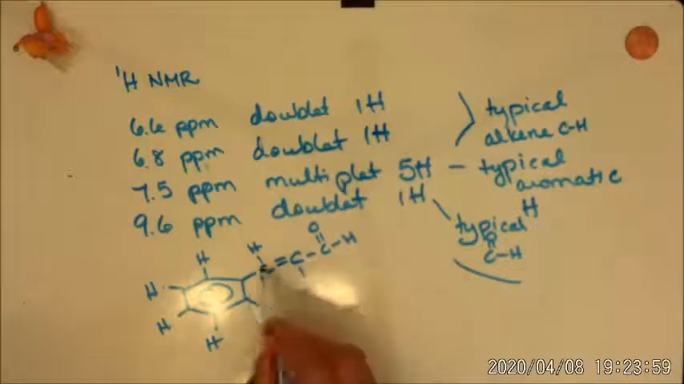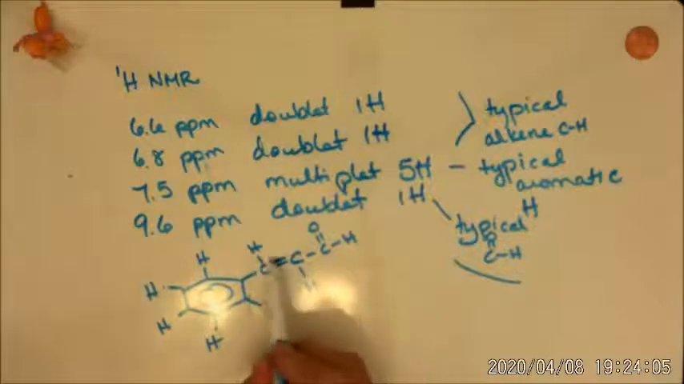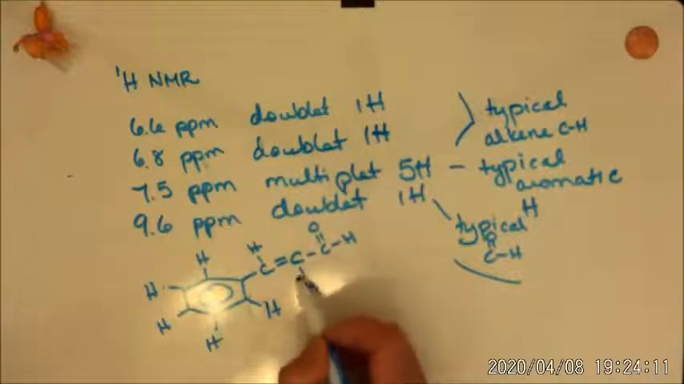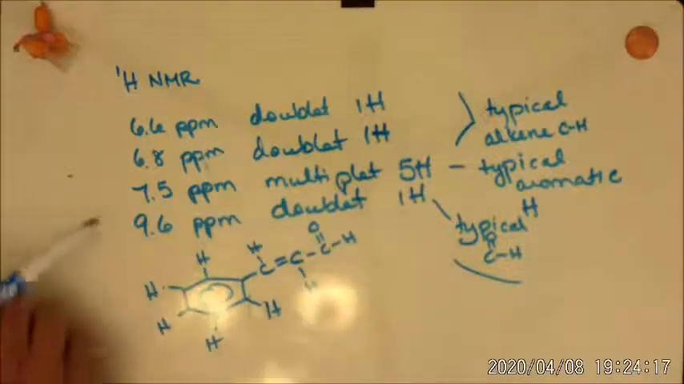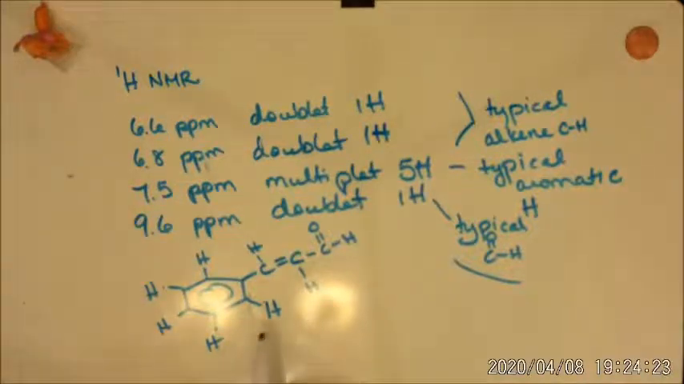This one is only split by this one, so I get a clean doublet. This one is split by this one, and also by the aldehyde, a J3 coupling. So this is split and this is split. Okay? So if you look, the one at 6.6 ppm looks like it has a little bit more peaks to it than the one at 6.8. So my suspicion is this is my 6.8, this is my 6.6. But right now, the NMR isn't clean enough to be able to look at the coupling constants to tell you exactly which one is which.